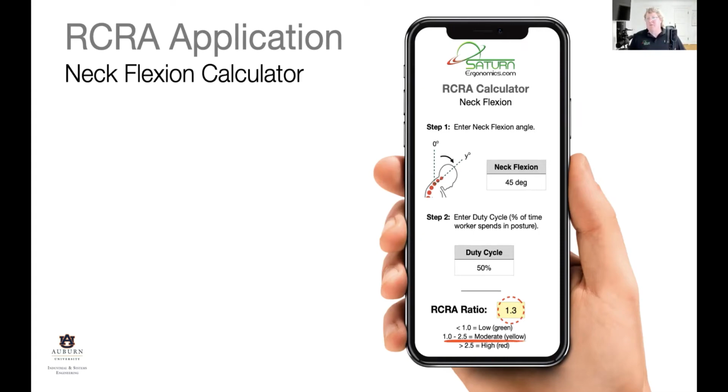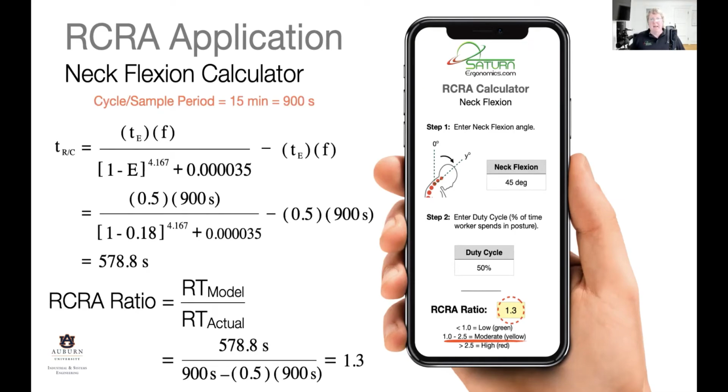That means, given that posture and the percentage of maximum strength it requires, and the duty cycle, the rest that we have, we don't quite have enough recovery time. So it's a 1.3, or it's yellow, moderate. Here's the calculation if you want to go back and dig into that deeper and see how I calculated that.